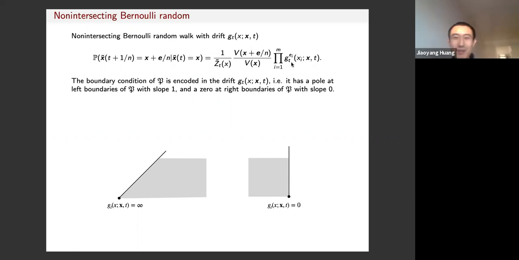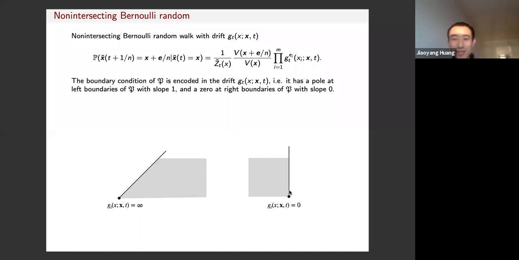Another boundary condition is that you want to stay inside the polygonal domain. Here I didn't give you the formula for GT, but if you estimate it, you will see it actually encodes the boundary condition of the polygonal domain P. If the left boundary is this 45-degree boundary, GT has a pole at the boundary point, it equals infinite. Because of this drift, if the particle is next to the left boundary, it has to jump to the right for the next step.